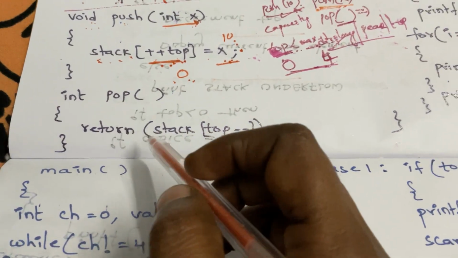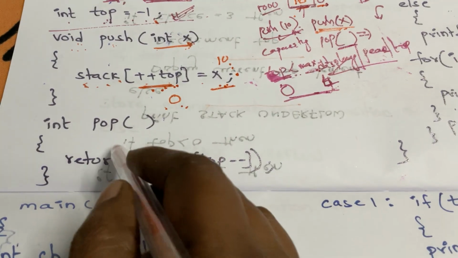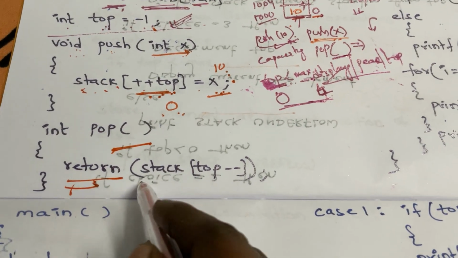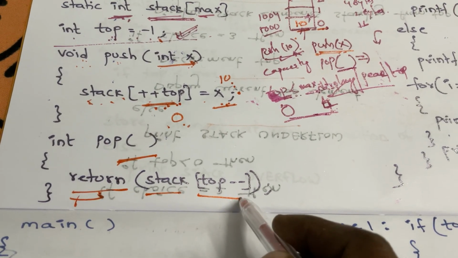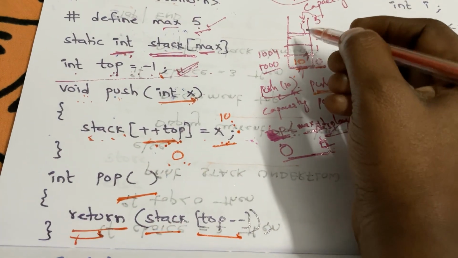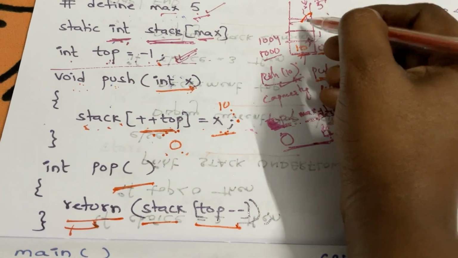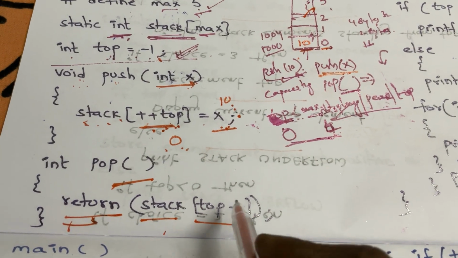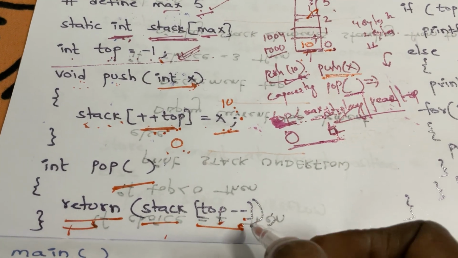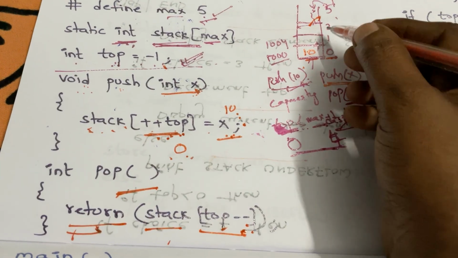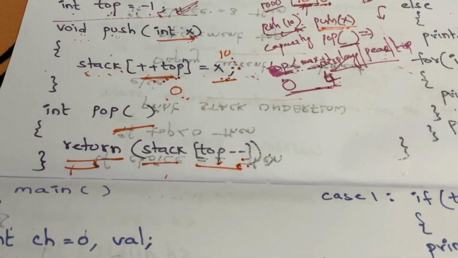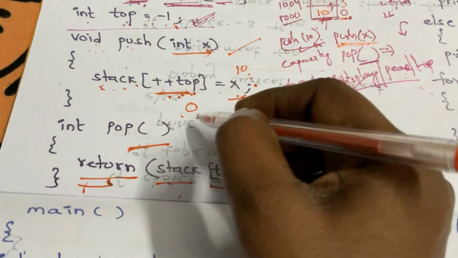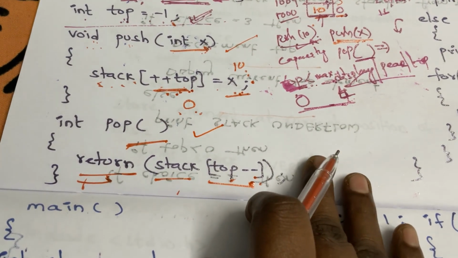Now what is pop? Pop is deleting the element. For this deletion, I am simply returning the statement return stack[top--]. So once you delete this element, delete is very simple, stack[top--]. That's it. We just decrement the value of top, so that top will be pointing to the next lower index. Now we wrote the push function and the pop function, very simple functions, correct?